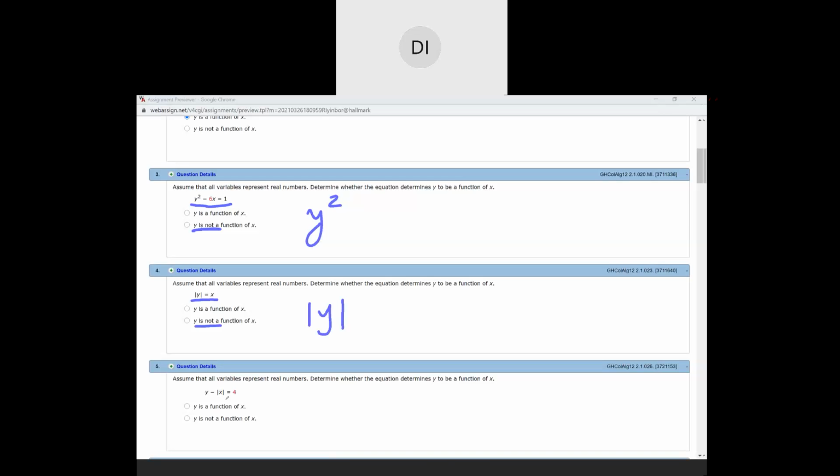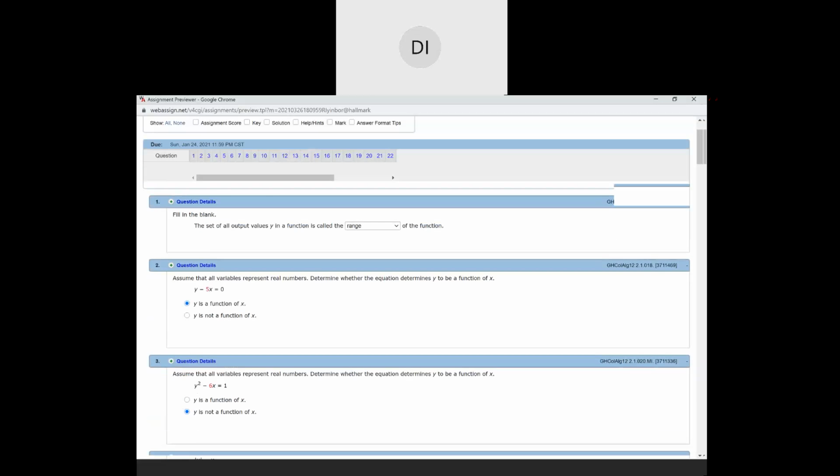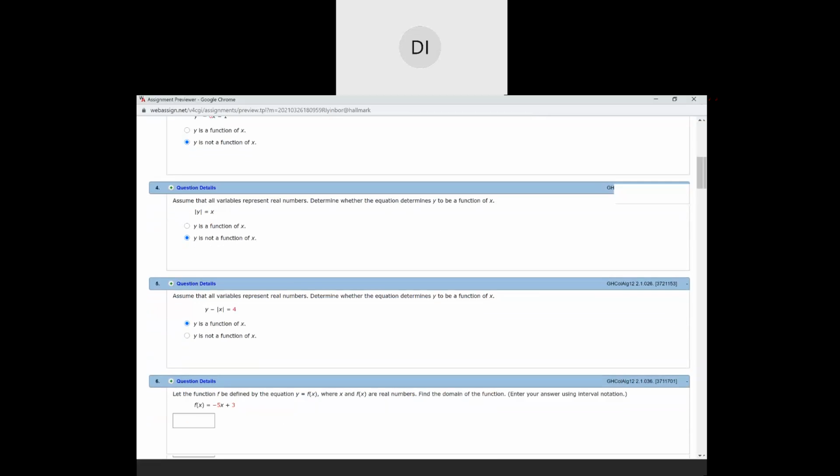And then the last one on this page: y minus absolute value of x equals 4. Is that a function or no? Yes, because it's x and not y. Yes, perfect, because you have absolute value of x, not y. So it's a function. So that's what you're going to get: not a function, and function. I'm going to submit that in the end, and you're going to check if it's right or wrong. So this is what you have so far.